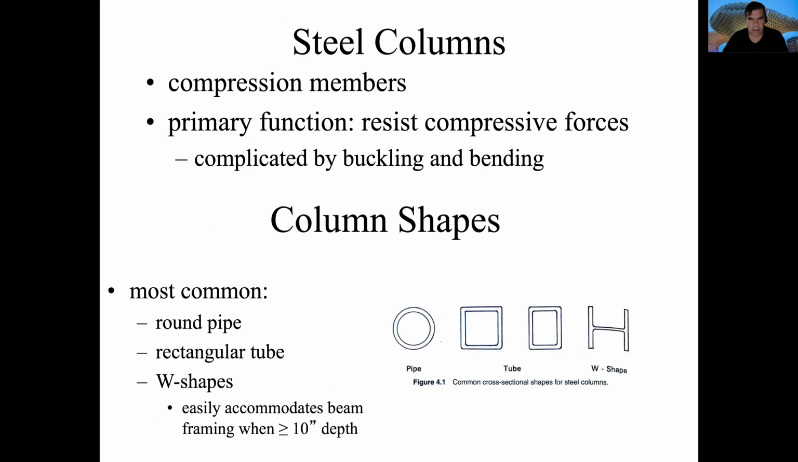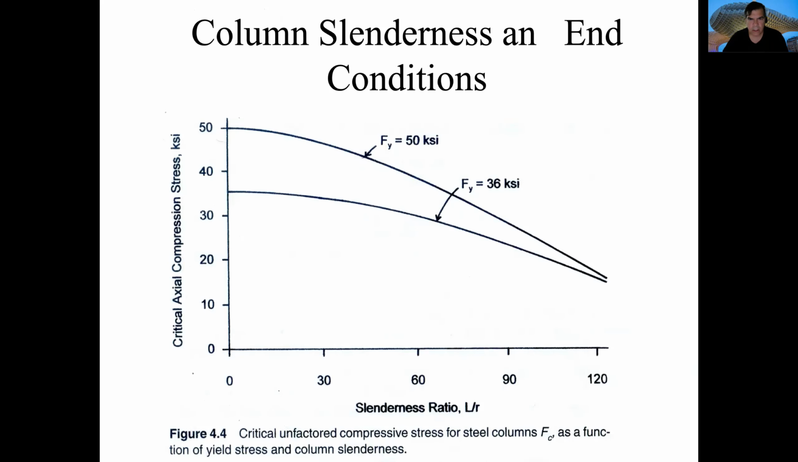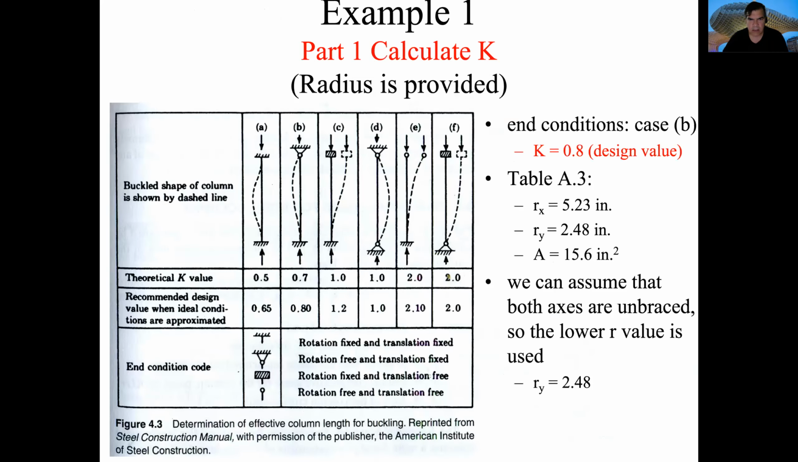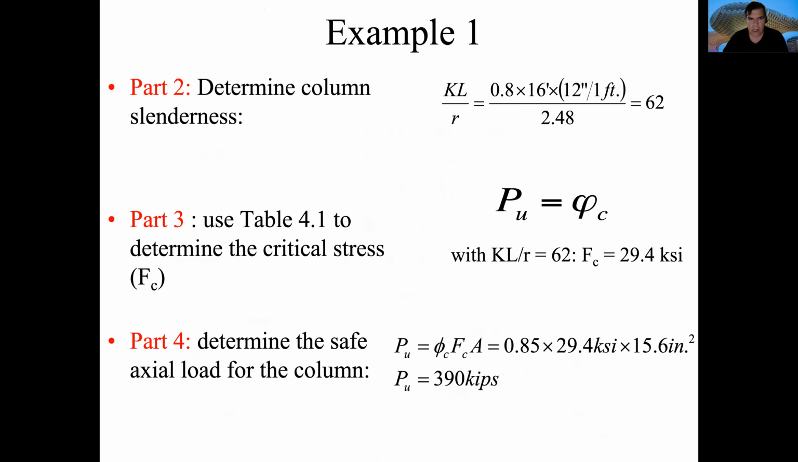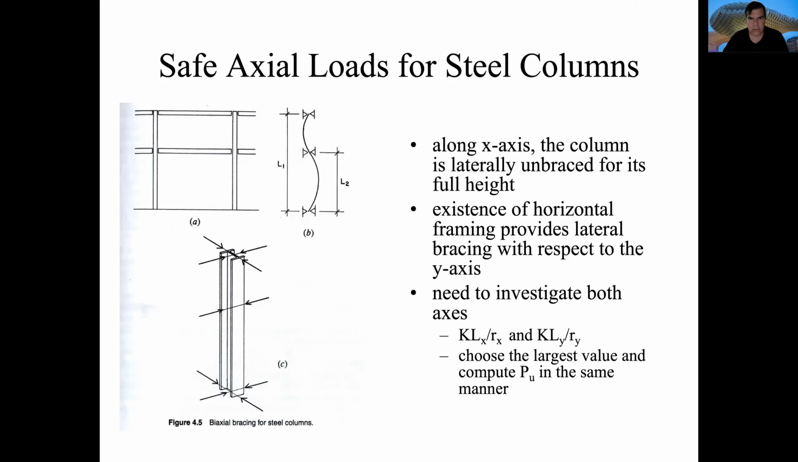Well, I explained information related to steel columns, the end conditions, the slenderness, and we did one first example where we need to calculate a specific K. Thereafter, determine the column slenderness, then the critical stress, and finally determine the safe load that a column has. All this was possible using some tables. However, columns also have a safe axial load that depends on the axis.